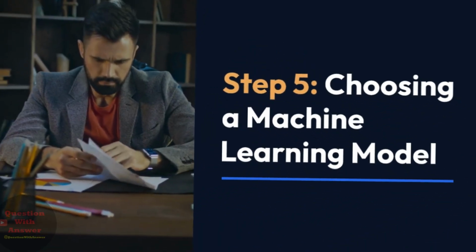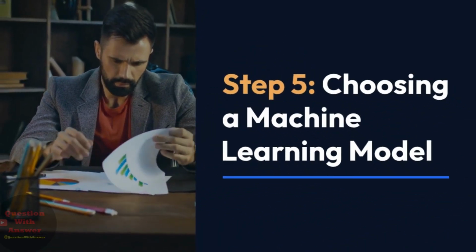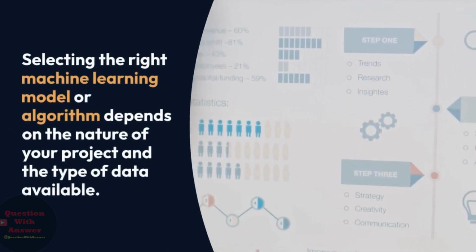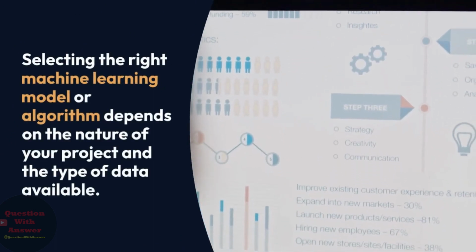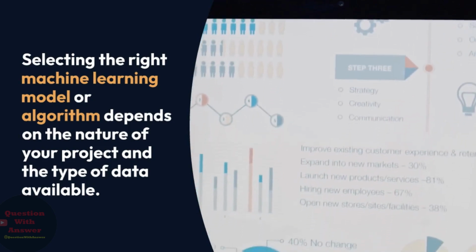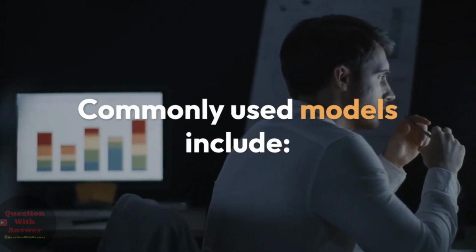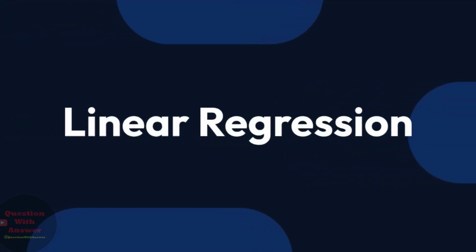Step 5. Choosing a machine learning model. Selecting the right machine learning model or algorithm depends on the nature of your project and the type of data available. Commonly used models include linear regression.